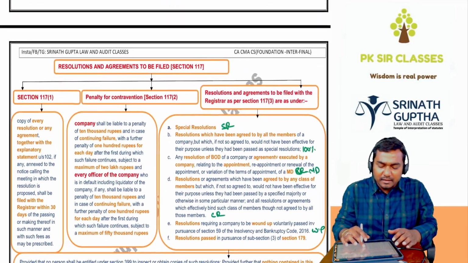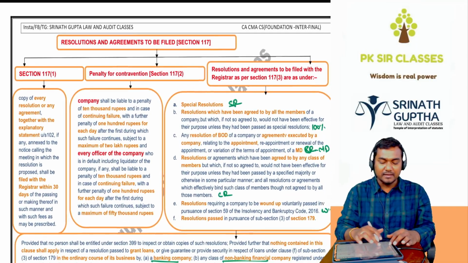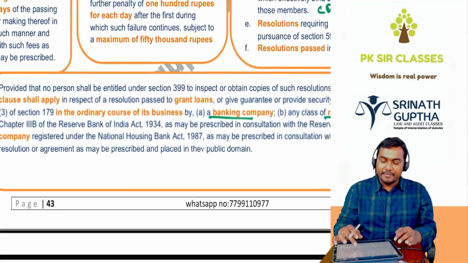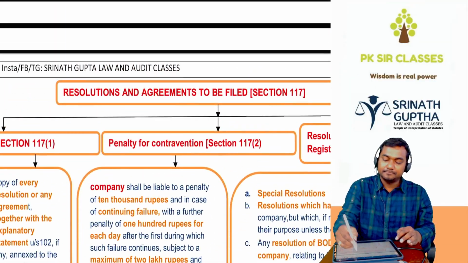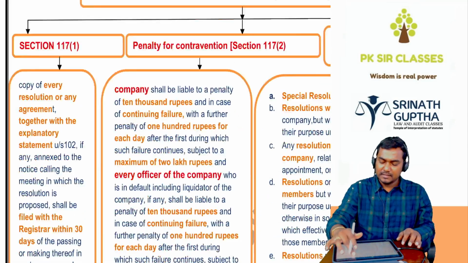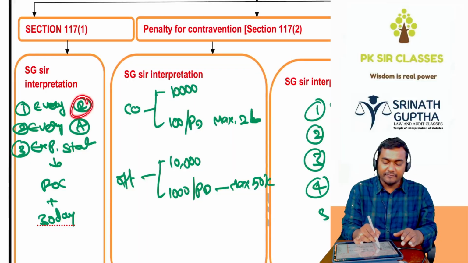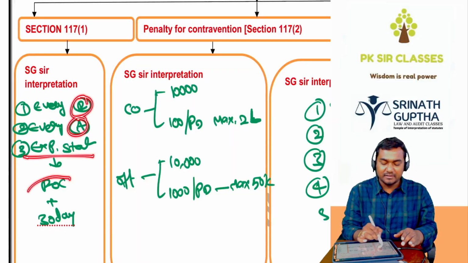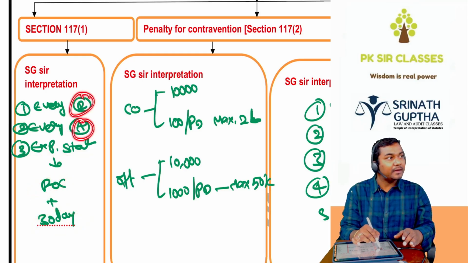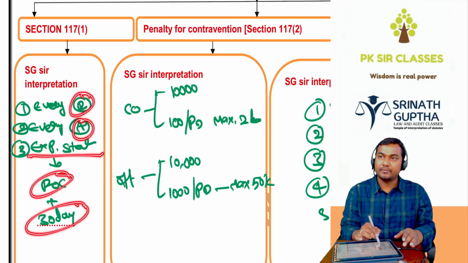And resolutions and agreements to be filed with the ROC. Section 117, beta, summary I have written here. Look beta. So every resolution, every agreement, every explanatory statement should be filed with the ROC within 30 days from the resolution.